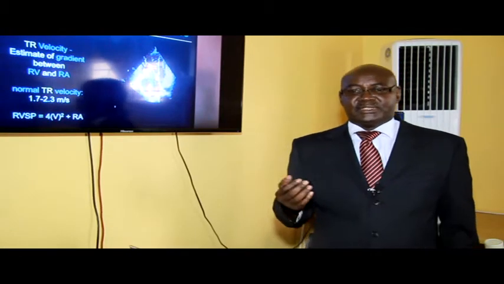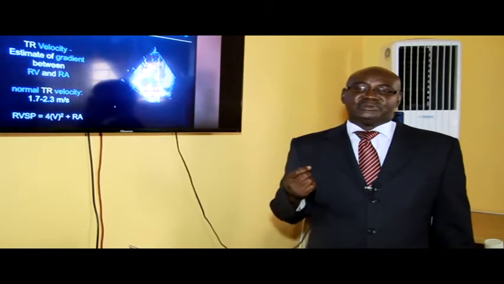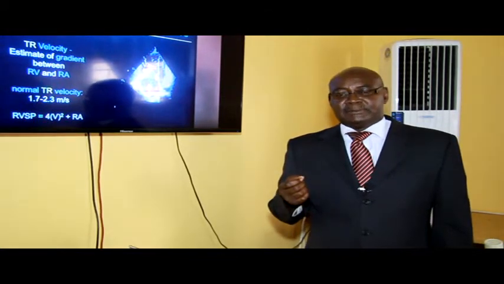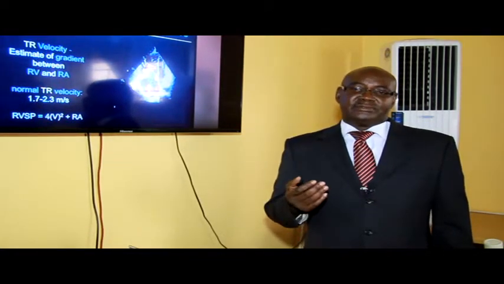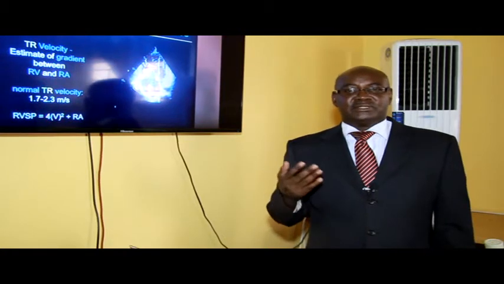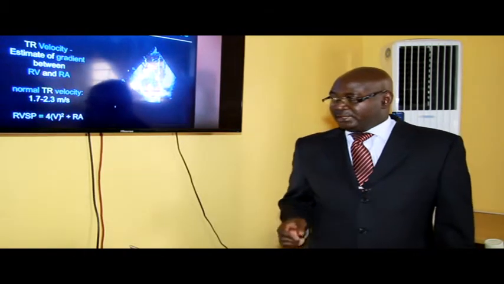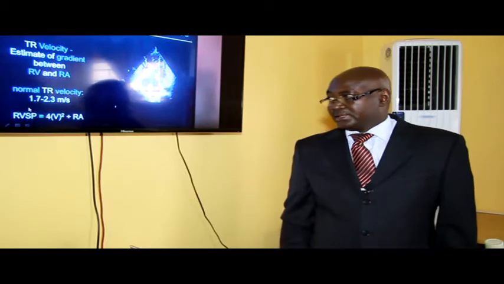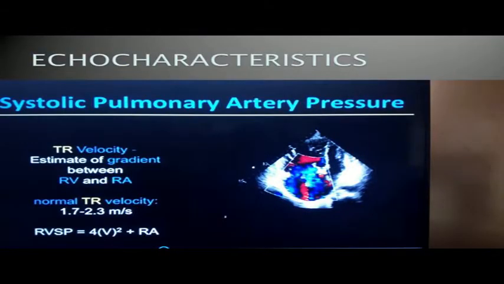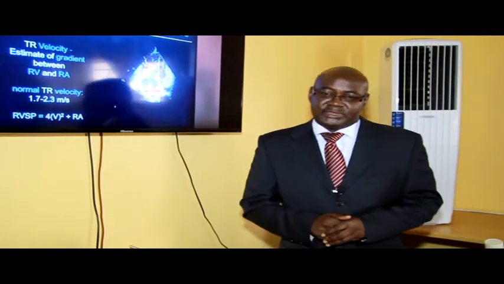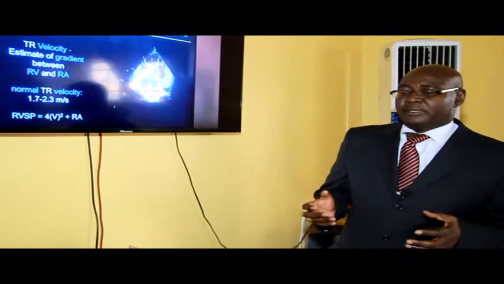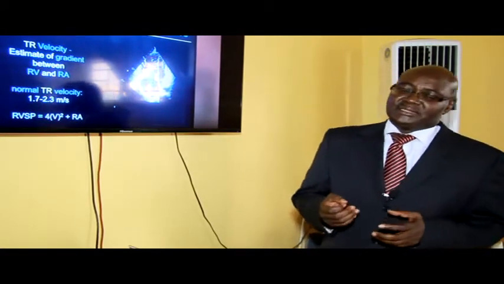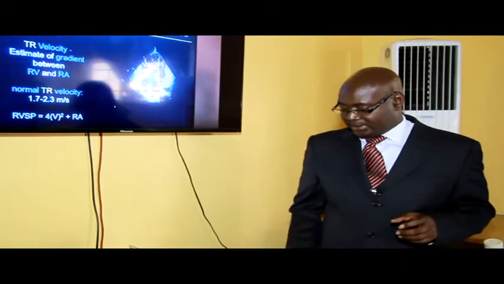Once the figures are higher, when we use our Bernoulli equation, we're going to find that this client will qualify to have moderate to severe pulmonary hypertension. And the formula is right here at the bottom, this is the Bernoulli equation. The 4 is multiplied by the velocity squared, and to the figure that we get, we add an estimate of right atrial pressure.